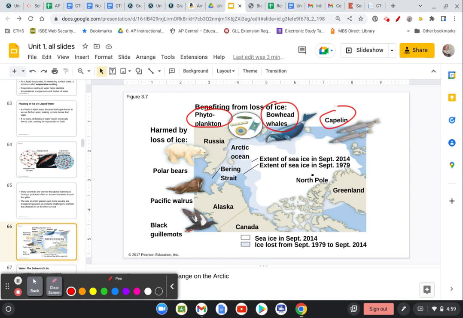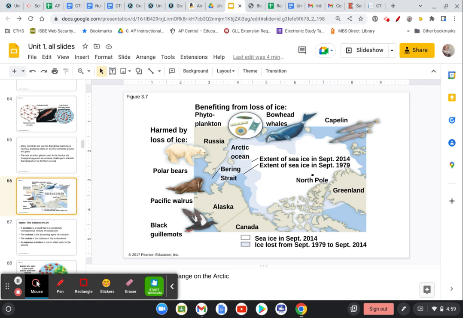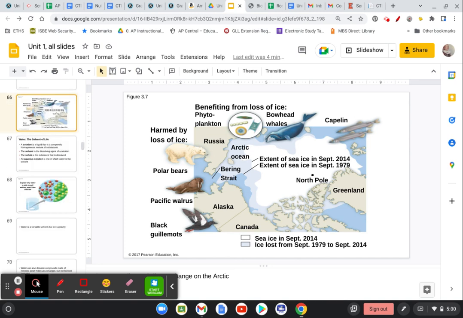Polar bears, however, walruses, these guillemots, birds, all have a harder time living in warmer environments. So global climate change is a thing, and there are some things that are seeing an improvement in their conditions because of that change.